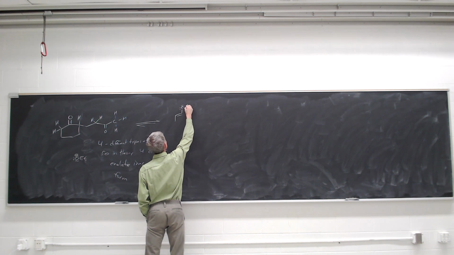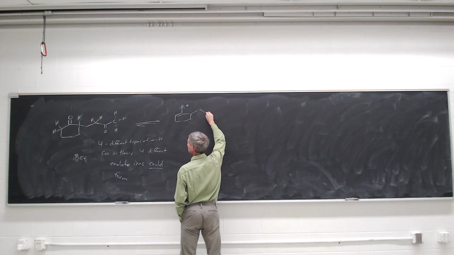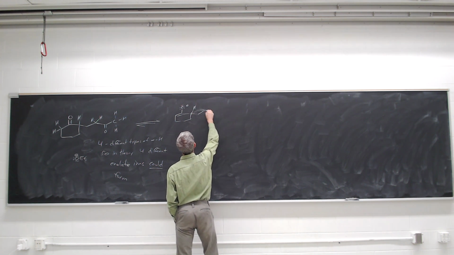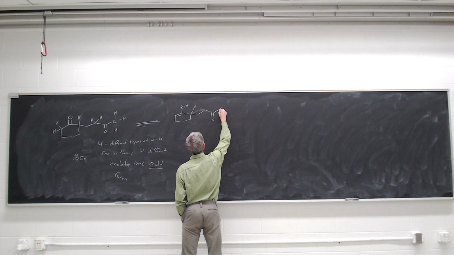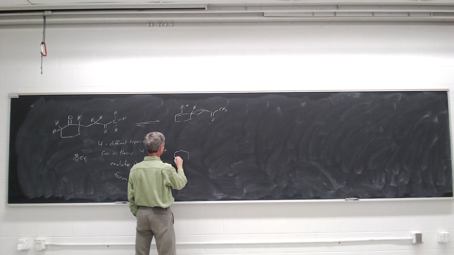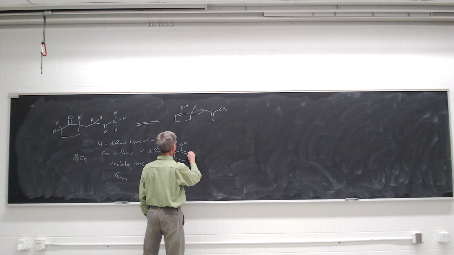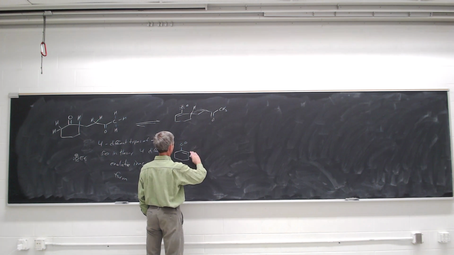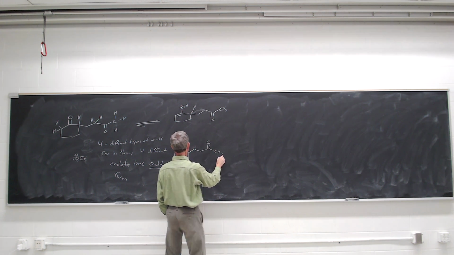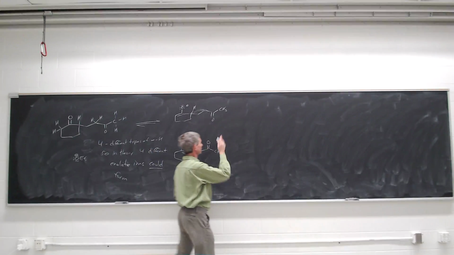So we can get a mixture of 2 different enolates from 2 different alpha hydrogens. In the 6-member ring, and 2 different enolates.